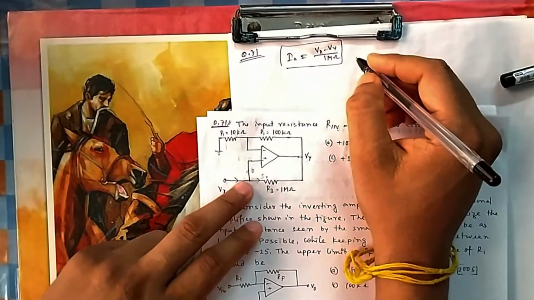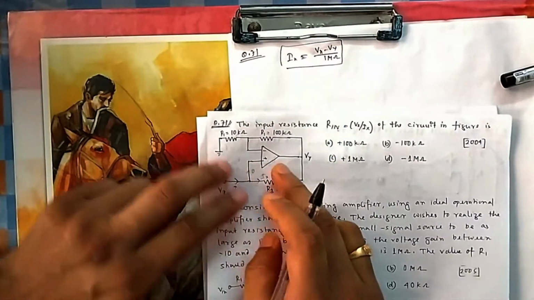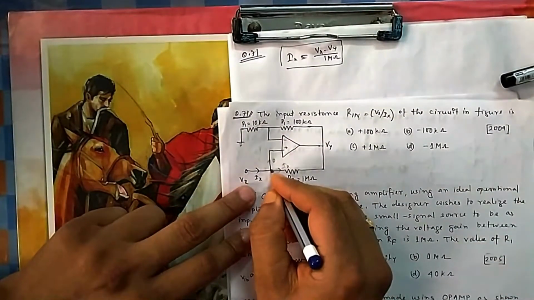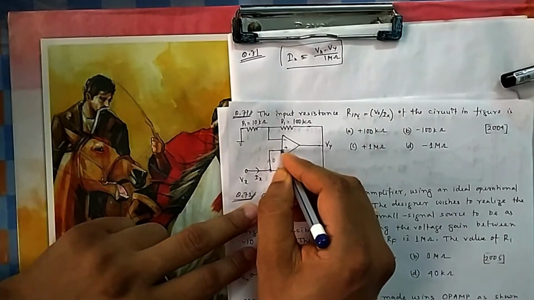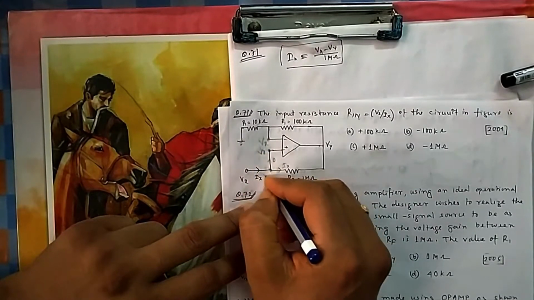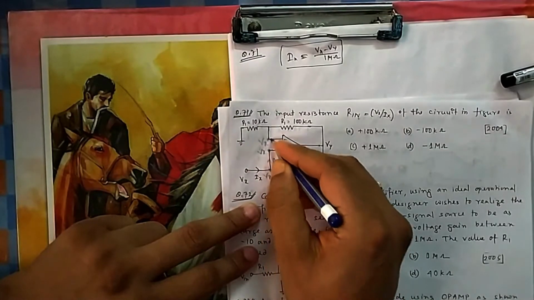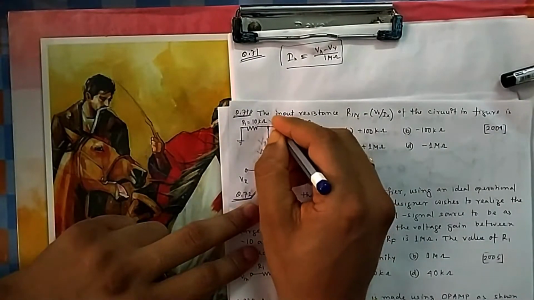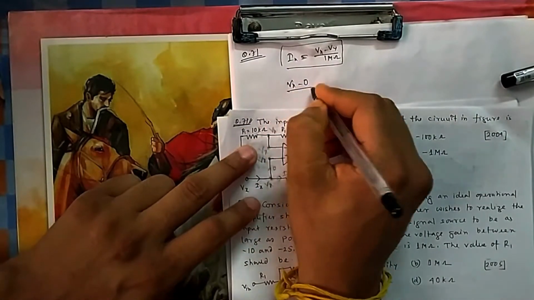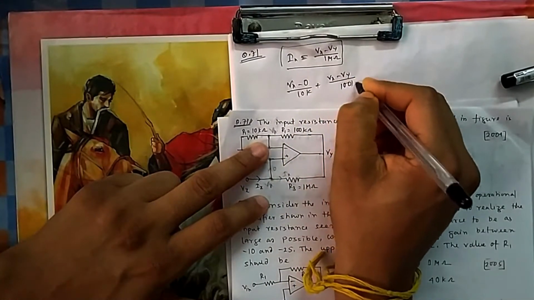Let me take KVL here. Because here KVL doesn't make any sense, let me take the nodal here. The voltage here is Vx, so this voltage is also Vx. This potential is at Vx, this potential is at Vx, because current is 0, so no change in potential. If I take nodal now here: Vx minus 0 by 10k plus Vx minus Vy by 100k is equal to 0.